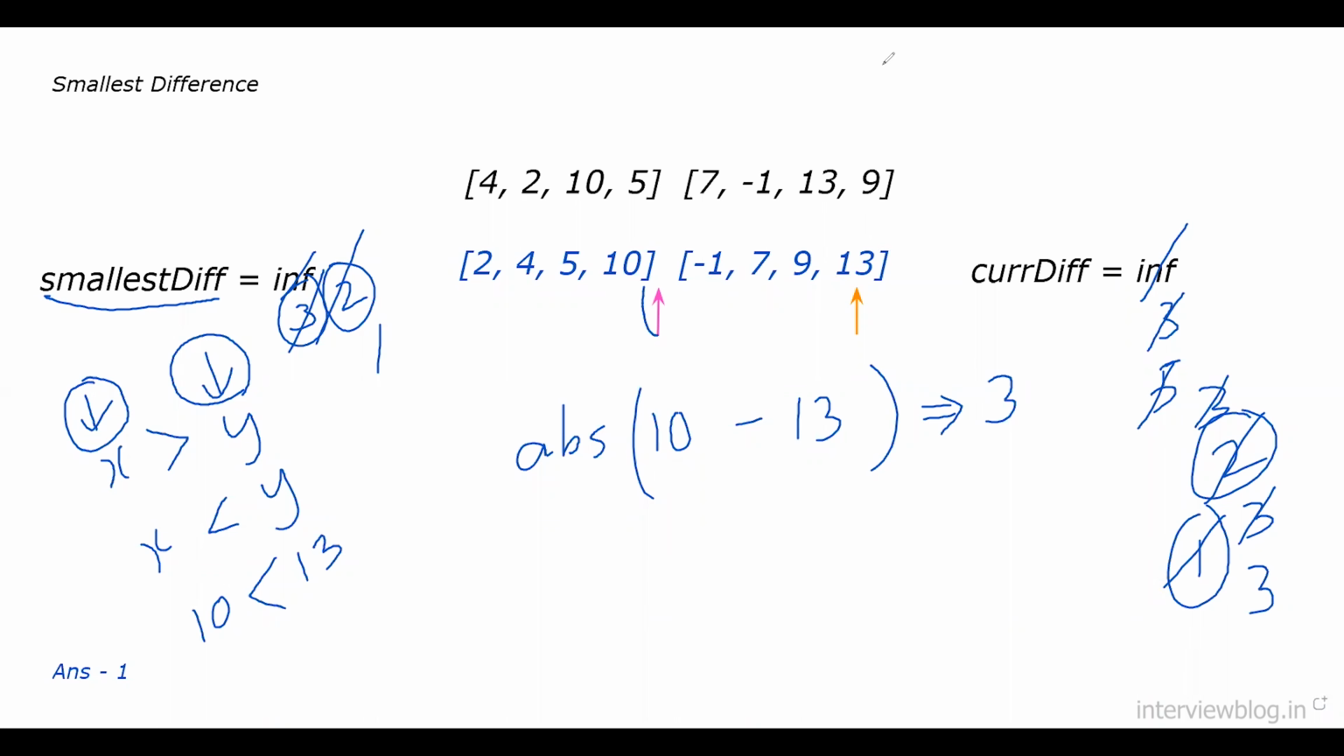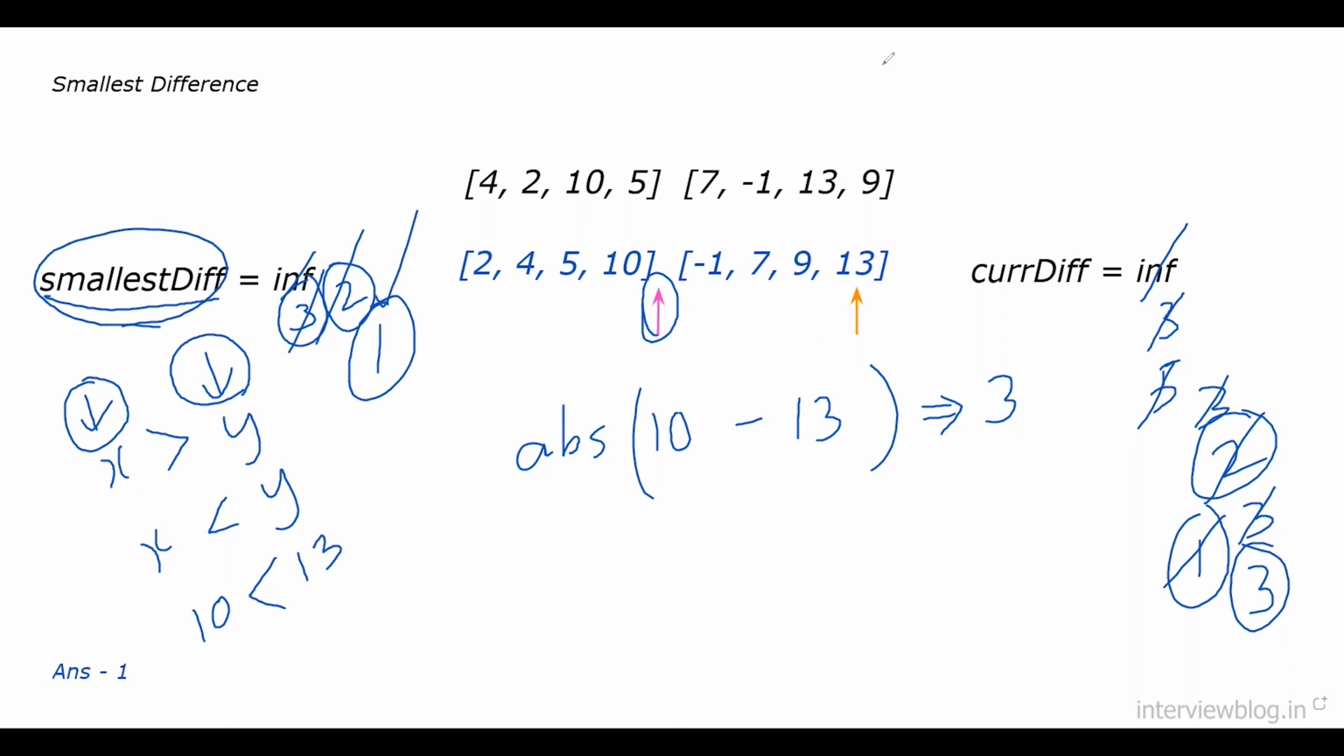Now, since we are out of the array, that is, we have traversed the entire first array, our traversal is now complete. So now we'll be comparing our current difference, which is 3, with the smallest difference, which is 1. And we can see that 1 is less than 3. Hence, we do not want to update our smallest difference, and our smallest difference tends to be 1.